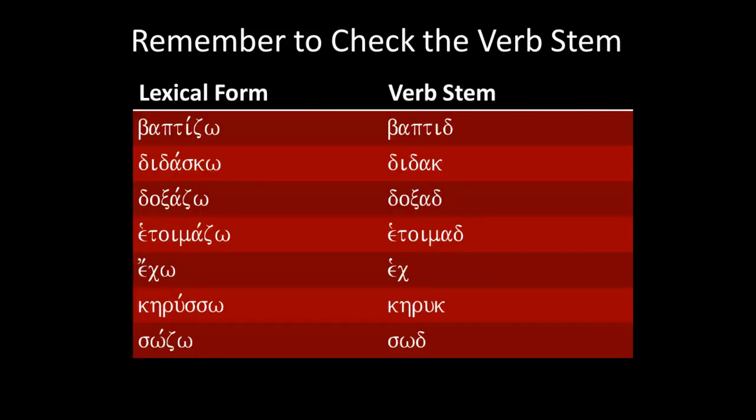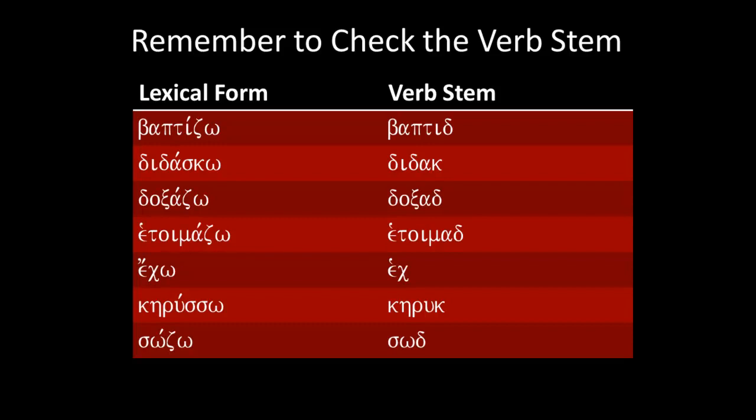These are some words whose lexical form you'll see on the left and their verb stem on the right. So baptizo. The verb stem of baptizo is baptid, so you would add the delta plus the sigma. For didasco, the verb stem is didac. That kappa plus a sigma would equal a xi when it turns into future. Doxadzo, the verb stem is doxad. Hetoimadzo, hetoimad.